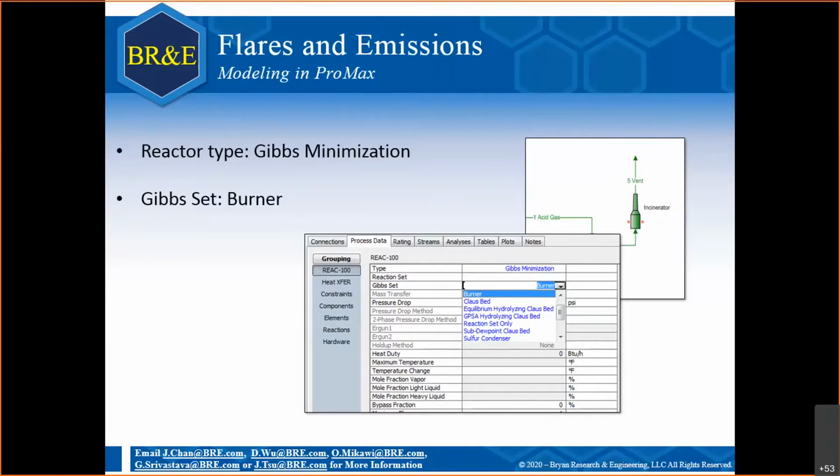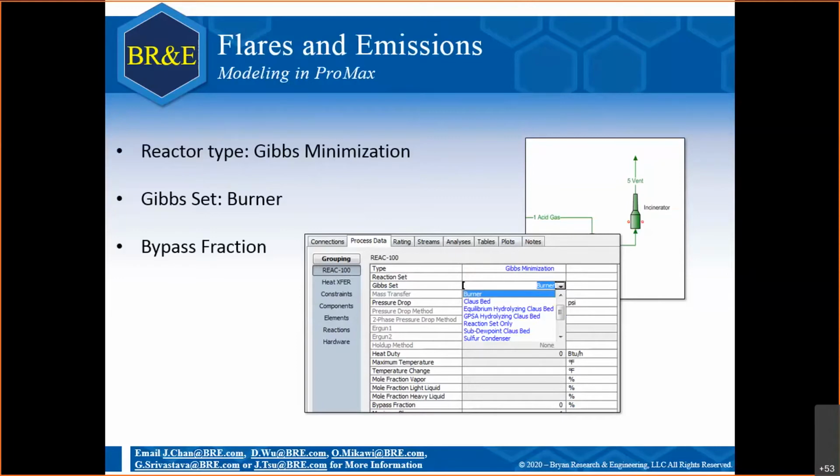One thing to keep in mind when using the Gibbs minimization reactor type is that you need to make sure that any expected reaction products are included in the project environment. So you not only need to add your reactants, but also your products such as your CO2, your water, your carbon monoxide, this kind of products.